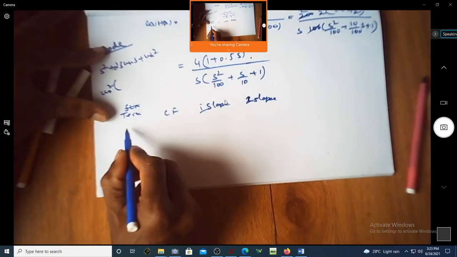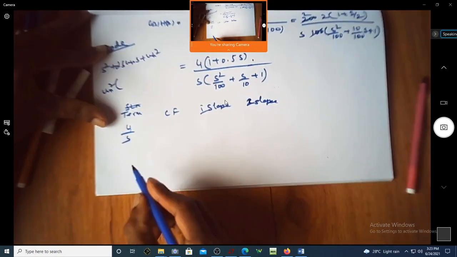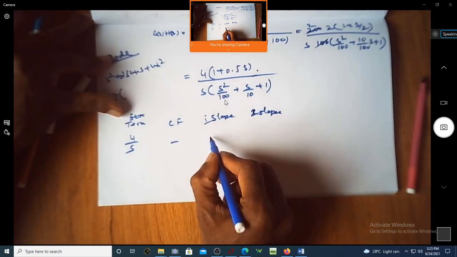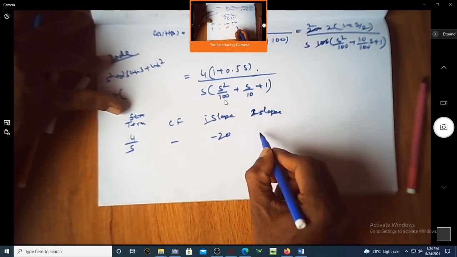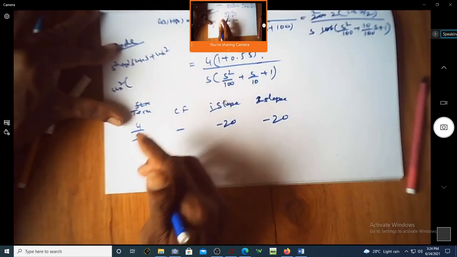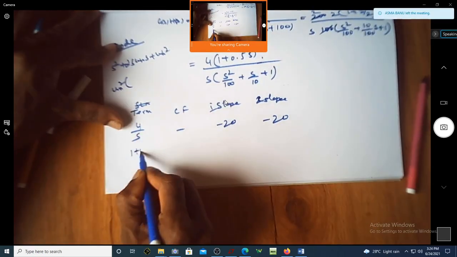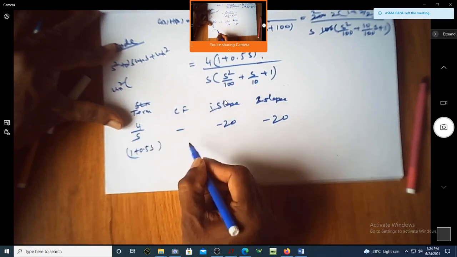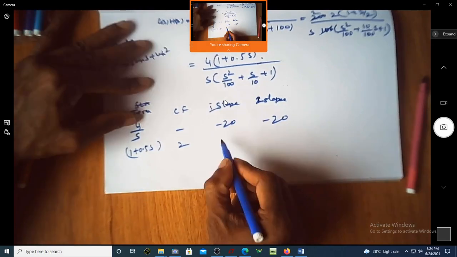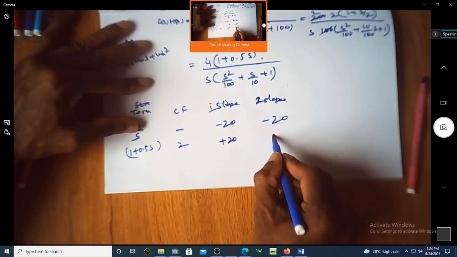I will write it as 4 by s. That is your first term. There is no cutoff frequency. It is minus 20 dB per decade, and the resultant is minus 20. Am I correct? Yes, sir. Next you have 1 plus 0.5s. It will have a cutoff frequency of 2 radian per second. Yes, sir. Then it is plus 20, and the resultant is 0 dB. Yes, sir.